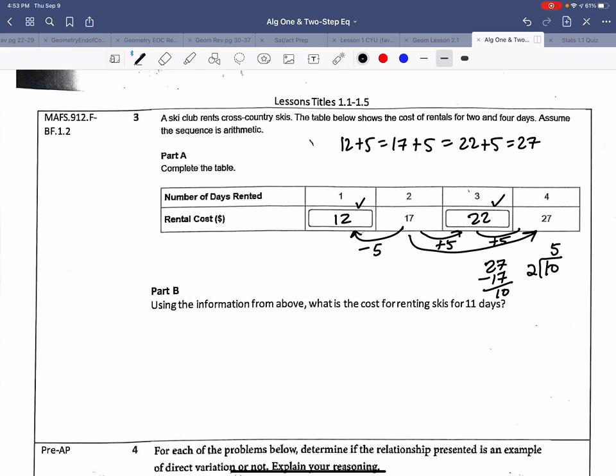So the context says, the ski club rents cross-country skis. The table below shows the cost of the rental for 2 and 4 days. So assuming this is an arithmetic sequence, meaning we're just adding or subtracting numbers in the sequence, this makes sense. All right, using the information, what is the cost for renting skis for 11 days? Oh. So again, some students are going to keep going.